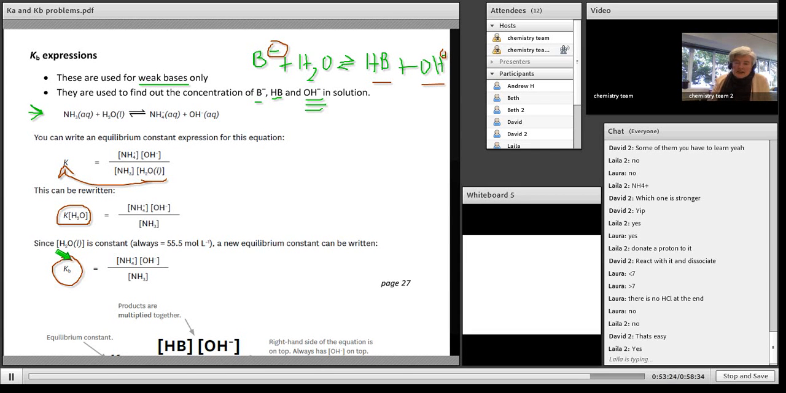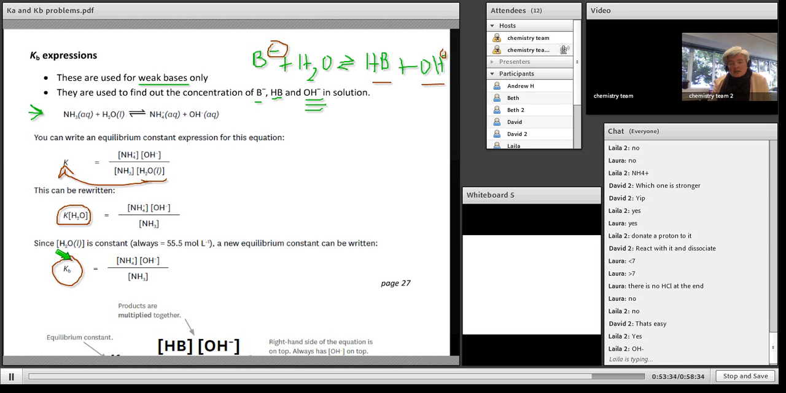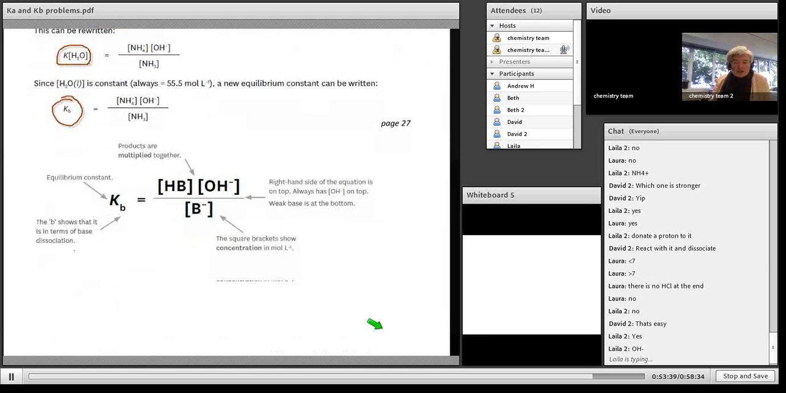Now, remember I said Ka always has a H3O plus on the numerator. What would we always have for a KB? The OH minus. If you don't have the OH minus, then you've made a mistake somewhere, or you're not calculating the KB, you're calculating something else. So KB always has the OH minus. And that's important to know, because in the exam, they will never give you a KB. They'll give you bases, but you are expected to derive the KB.